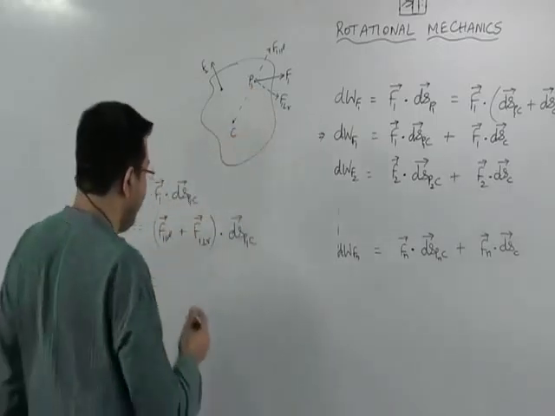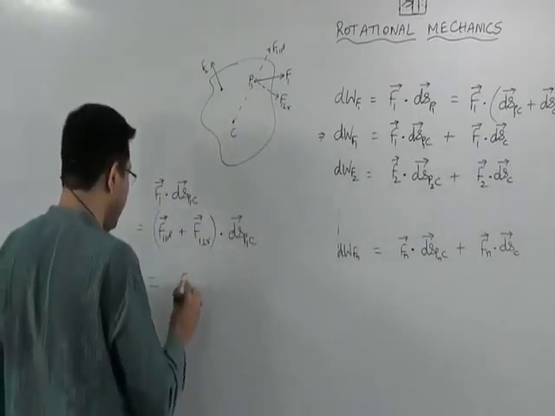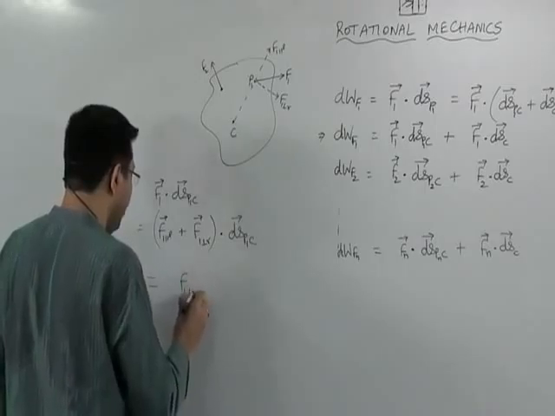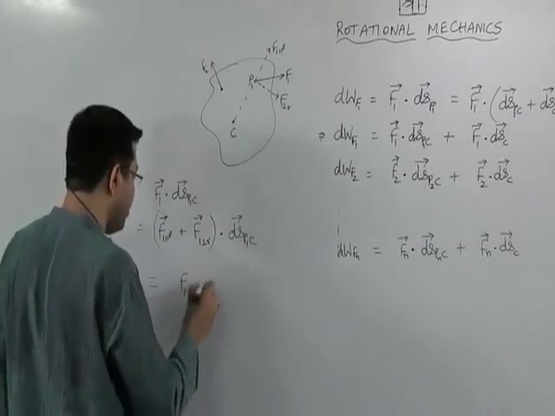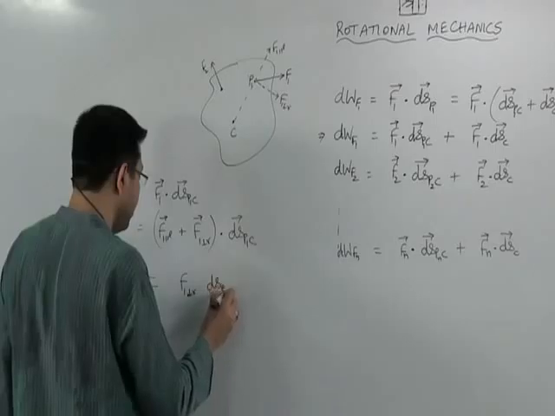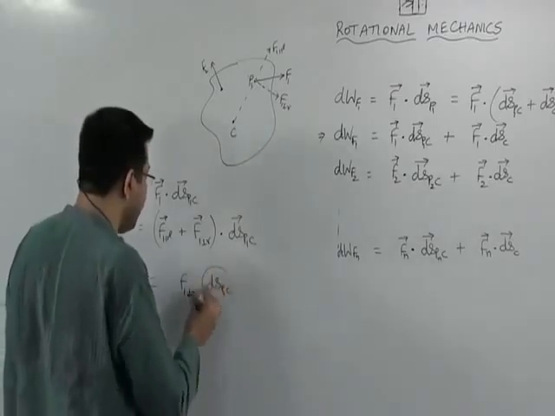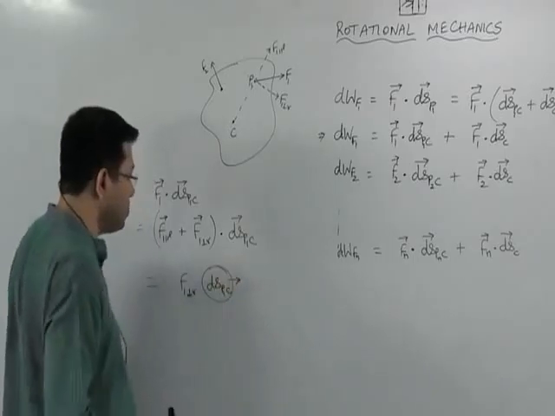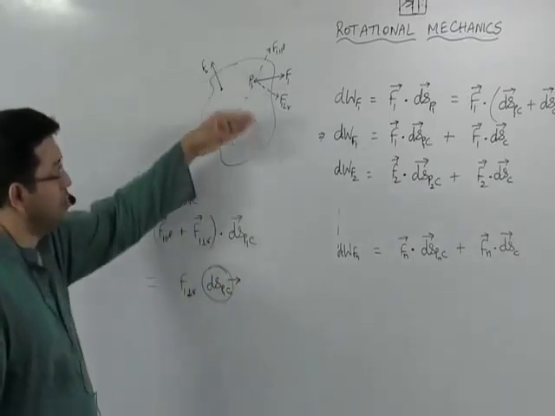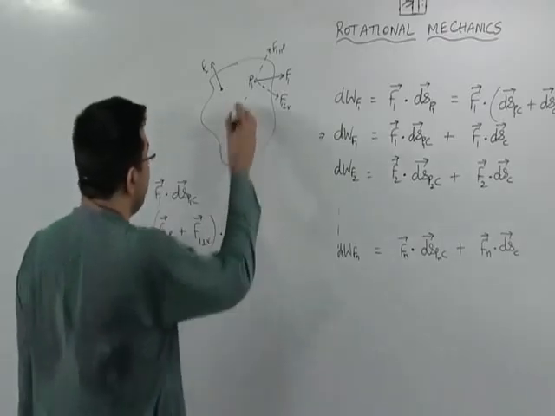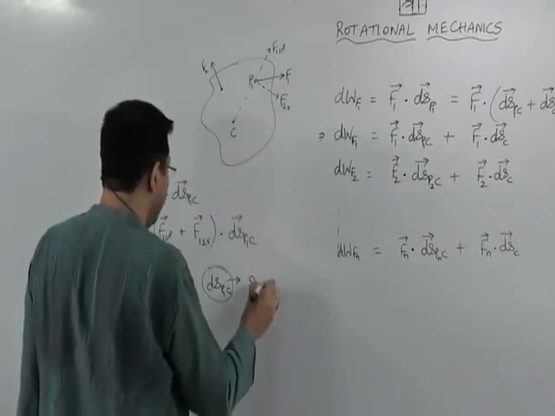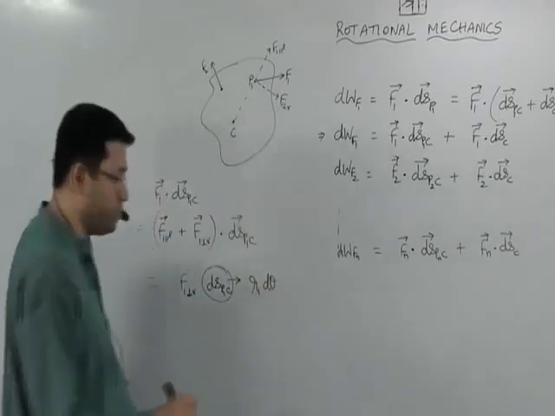So it will reduce to finally F1 perpendicular, and this is nothing but R1 d theta.